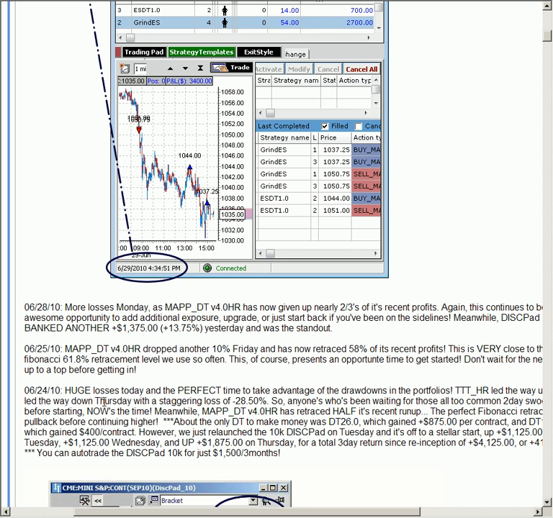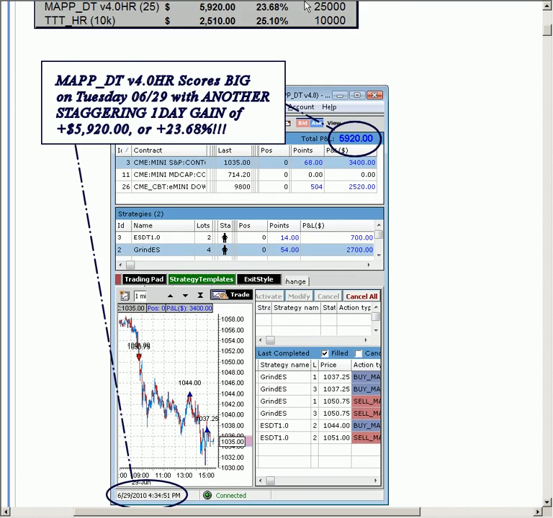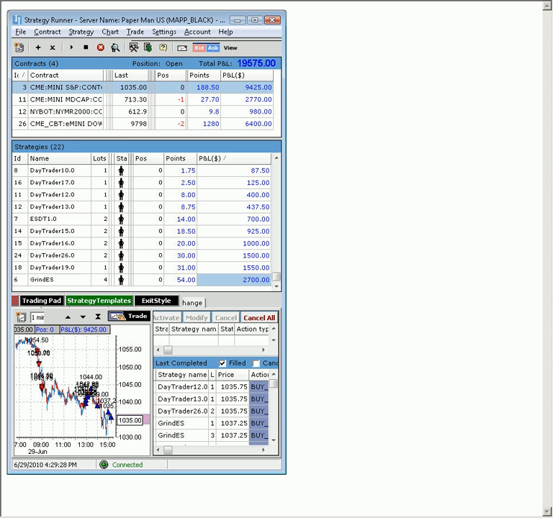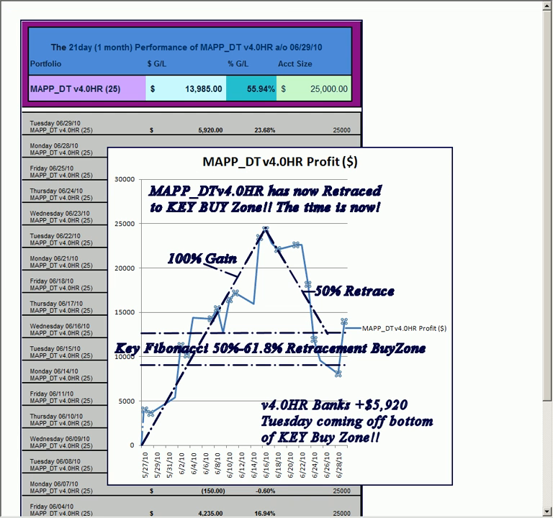As you can see, huge losses on the 24th. Perfect time to take advantage of the drawdown in the portfolios. Again, on the 25th, MapDT version 4.0 dropped another 10% Friday and has retraced 58% of its profits, very close to the Fibonacci 618. So another opportune time to get started or add additional exposure. And right there we mentioned it, and of course we're going to take a look in graphical form. Those clients that did add additional exposure or start or upgrade certainly were rewarded handsomely.